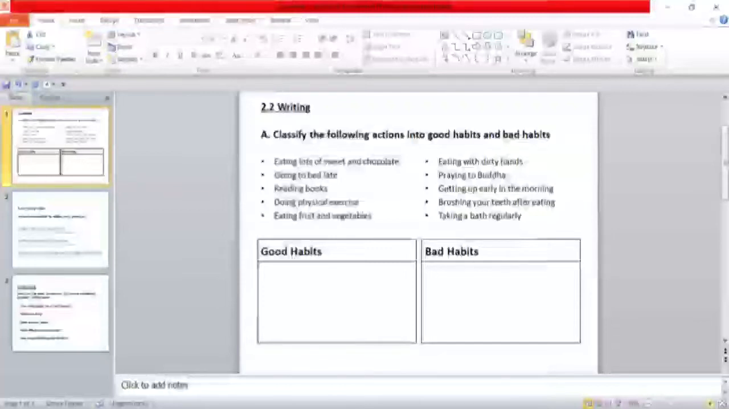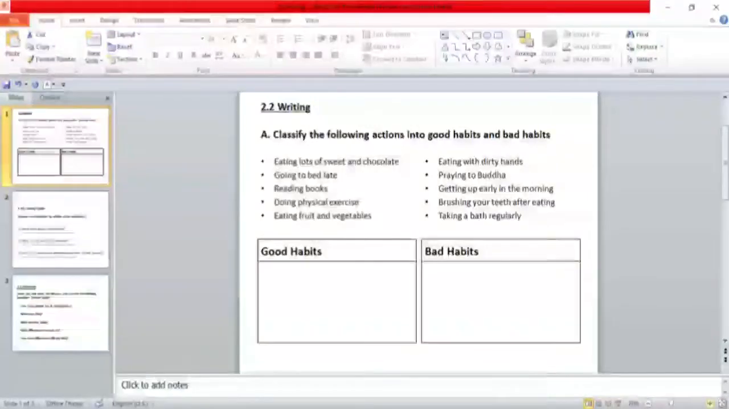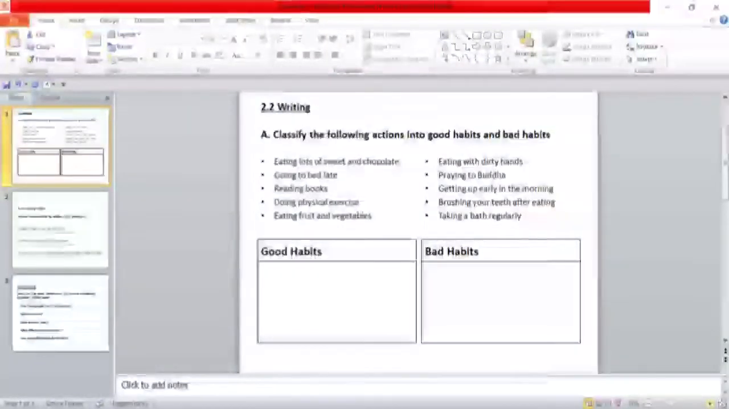So before we go to that, I would like to read all the habits for you. So the first one is eating lots of sweet and chocolate. Eating lots of sweet and chocolate, going to bed late, reading books, doing physical exercise, eating fruit and vegetables, eating with dirty hands, praying to Buddha, getting up early in the morning, brushing your teeth after eating, and taking a bath regularly.